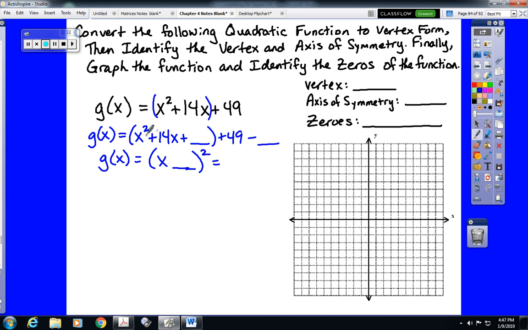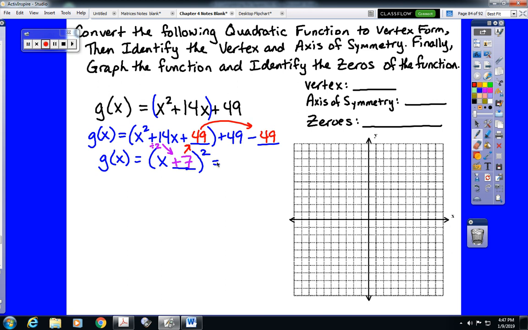So we take the 14, we divide by 2. When we divide by 2, we get plus 7 for that blank. We take that 7 and we square it. That is 49. Then we copy, which is 49. 49 minus 49 is 0.